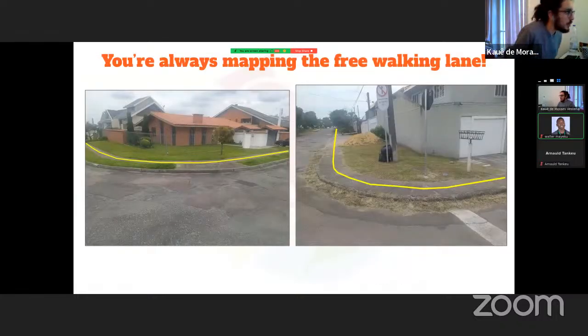An important thing is that you're always mapping the free walking lane. It can be in the middle of the total length of the sidewalk, or it can be at the final part of it. You always map the traversable path, the free walking lane, even though we sometimes get, for example, a situation where you didn't have the proper layout for a sidewalk.